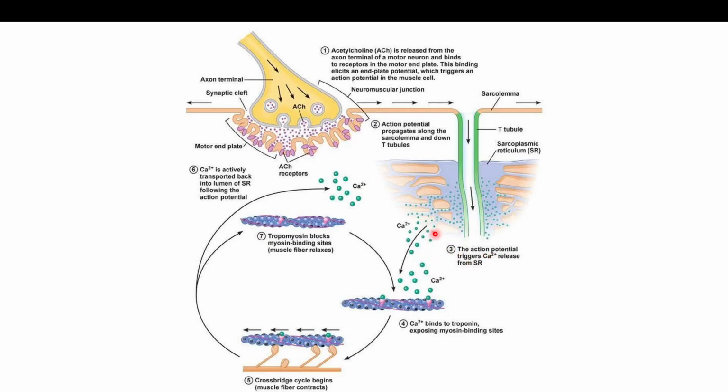Eventually, these calcium ions are released and bind to troponin. We looked at troponin C, which is the calcium binding protein. Upon binding of calcium onto troponin C, the masked myosin binding sites on the actin get exposed. Eventually the cross bridge cycle is formed where the muscle fiber contracts, and calcium is actively transported back into the lumen of the sarcoplasmic reticulum following the action potential, and tropomyosin blocks the myosin binding sites again and the muscle fiber can relax.